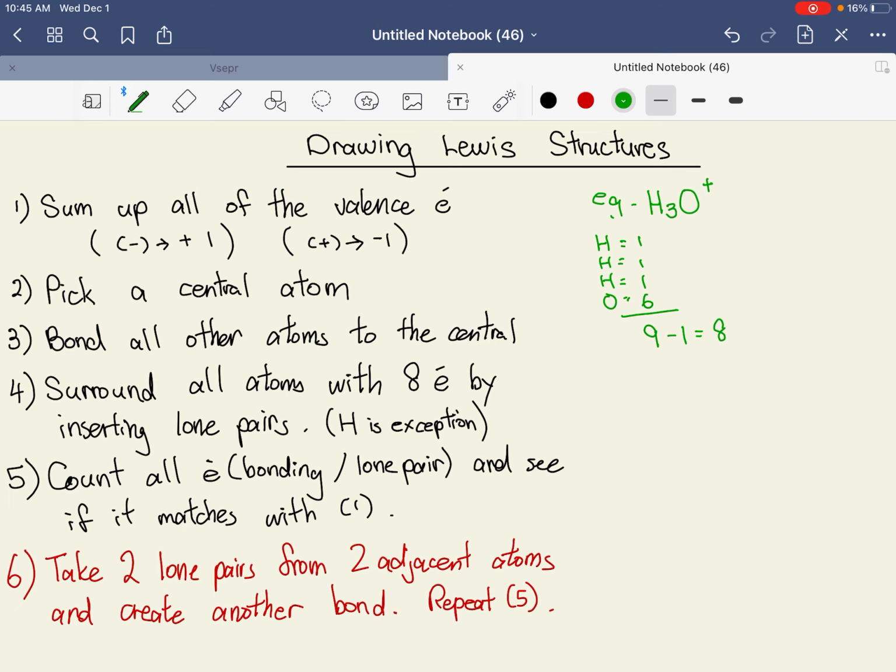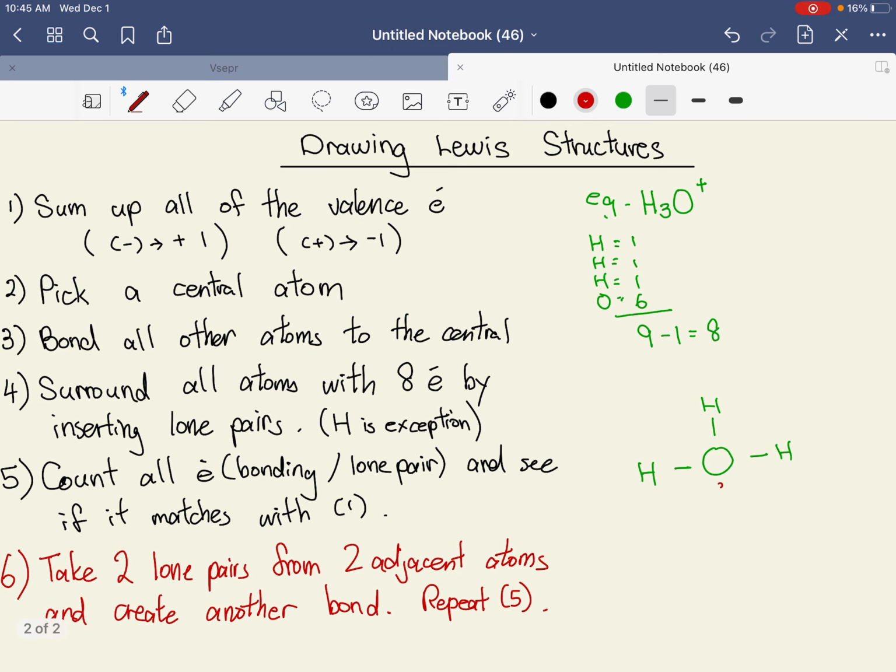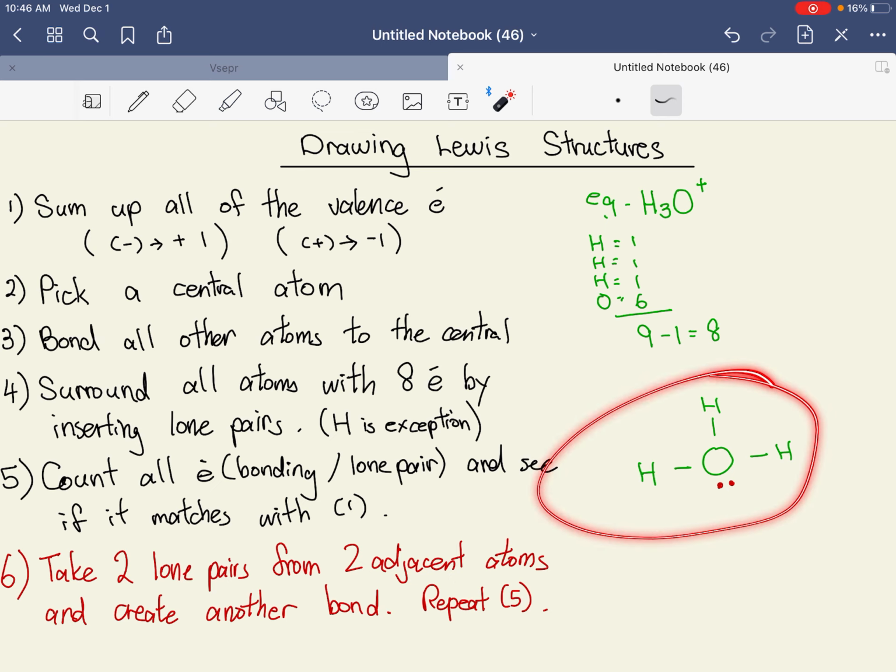All right, pick a central atom. Okay, I'm going to pick O. Bond everybody to this central atom? Sure. Surround everybody by 8, except for H's. Yeah, I can do that. It's actually pretty easy if you think about it. Count and see if it matches with the number that you got. All right, 2, 4, 6, 8. I do. This is it. This is how you draw H3O plus.